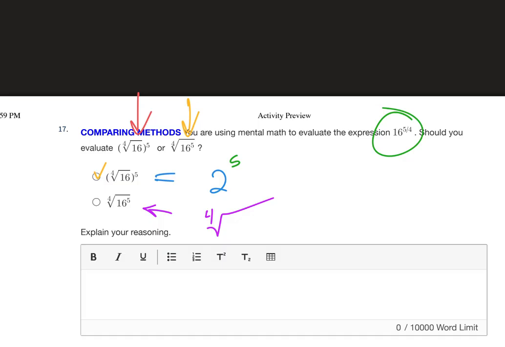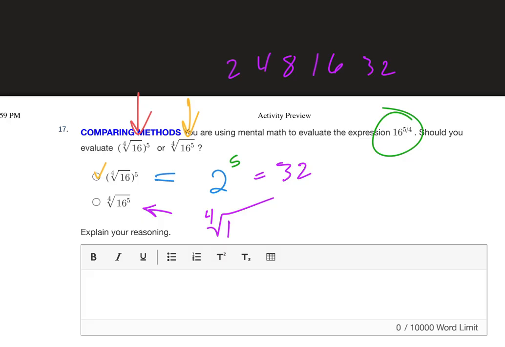I guess it wouldn't be that crazy, because can you see how the 4th root of 16 is just 2? That was pretty simple. And then 2 to the 5th. Let's see, 2 to the 5th is 2, 4, 8, 16, 32. So boom, 32, I'm done with that one.